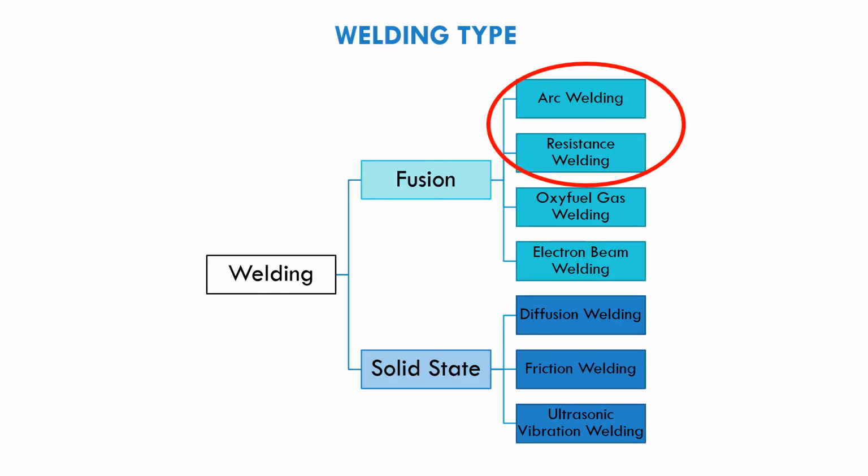As I've already introduced in the previous lecture about welding, we have two types of welding, which are fusion and solid state welding. Under fusion, we're going to cover four types: arc welding, resistance welding, oxy-fuel gas welding, and electron beam welding. For solid state, there will be diffusion, friction, and ultrasonic vibration welding. Today we're going to go for arc welding and resistance welding first.